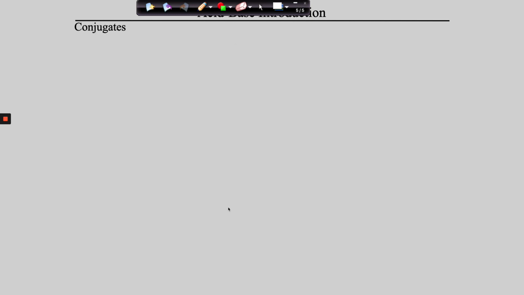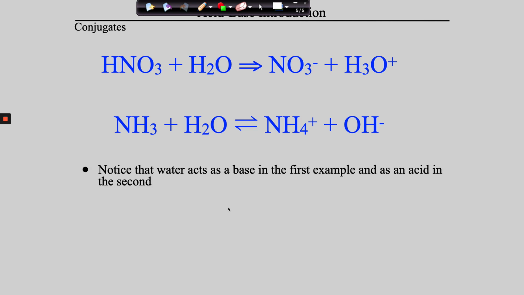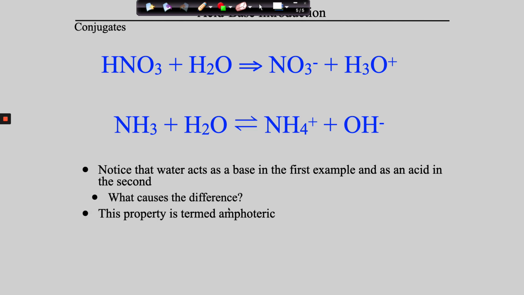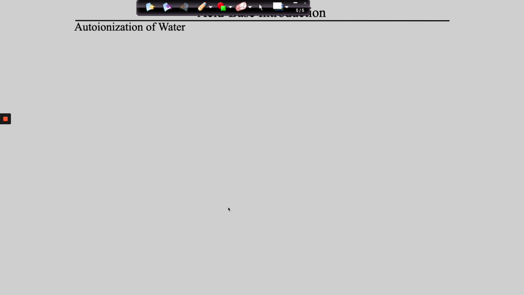So now, guys, conjugates. Are we good? Acids and bases and conjugates? I don't want to slow down. Michael, you good? Okay, what about amphoteric? Good. All right. Now, guys, this is going to get crazy. The auto-ionization of water.